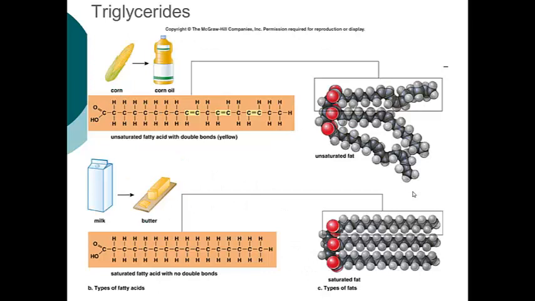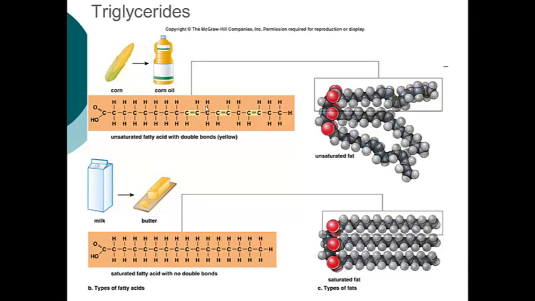In order to take a look at triglycerides, what they look like, you can see here that we have two different kinds of fatty acids shown. We have unsaturated fatty acids. Fatty acids are very, very long, and if you note, they have a huge number of carbon-carbon and carbon-hydrogen bonds. And if you remember when we talked about organic molecules, we said that they all have carbon-carbon and carbon-hydrogen bonds.